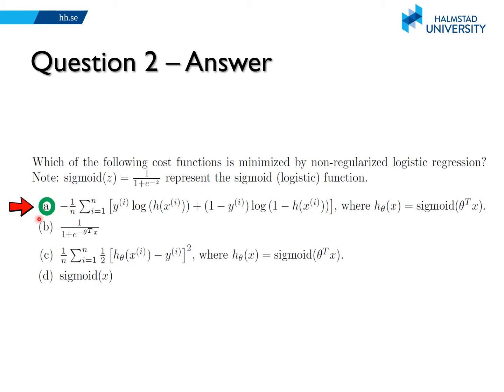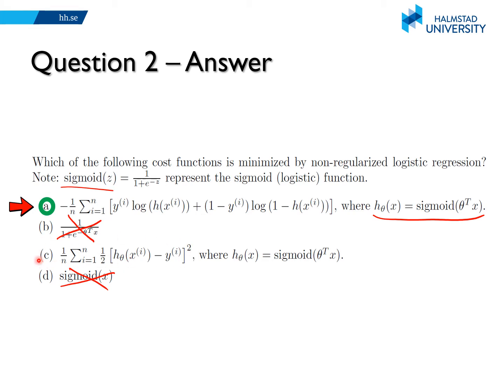The answer is A, and this is just the cross-entropy cost function that we saw in the lecture. And h of x, this prediction, is just the sigmoid of theta transpose x. Now, if you look at answer B, this is wrong. This is not a cost function. This is just this part here. It's just sigmoid of theta transpose x. And sigmoid of x is also wrong. This is not a cost function.